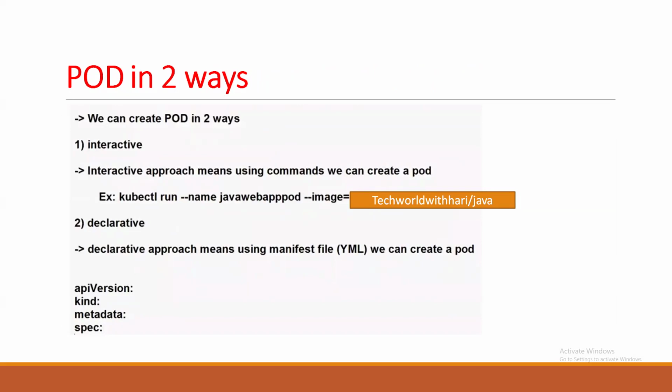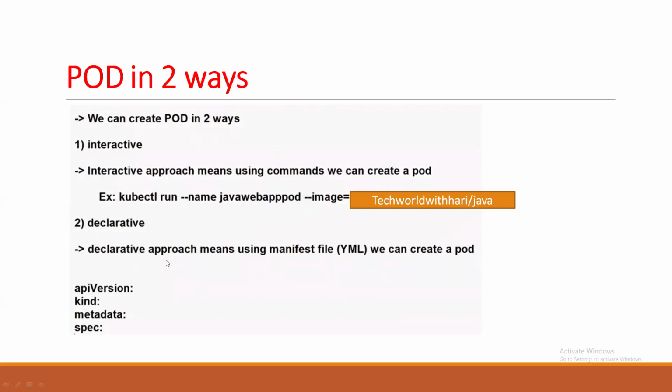Interactive approach means that using commands we can create the pod. For example, kubectl run --name java-web-app --image=techworldwithhari/java, or something like that from our Docker Hub. This is Hari Krishna 857, so you can use Tomcat. This is the interactive approach.